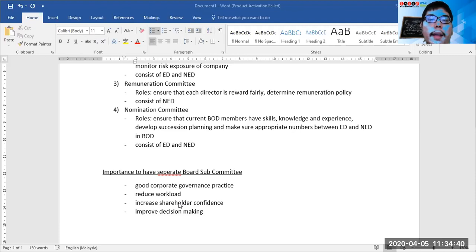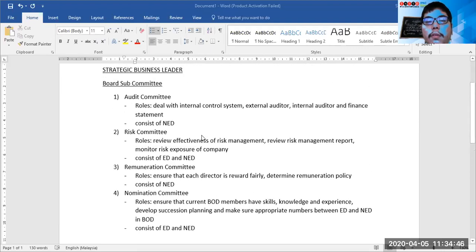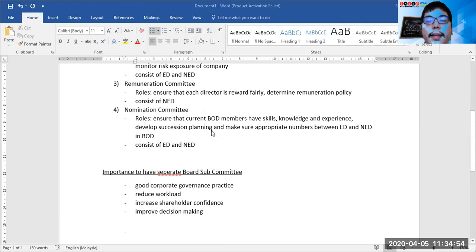After that, it will improve decision making. When each committee has its own separate meeting, they cover every issue, and as a result they get a clear picture, which will lead to a better decision. Okay, so let's go through a past year question.